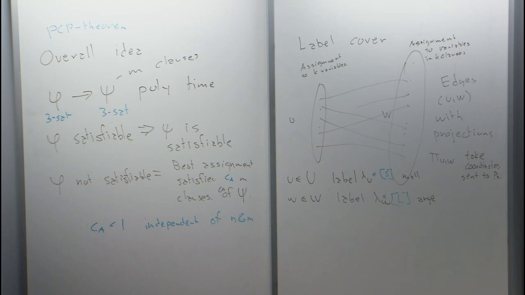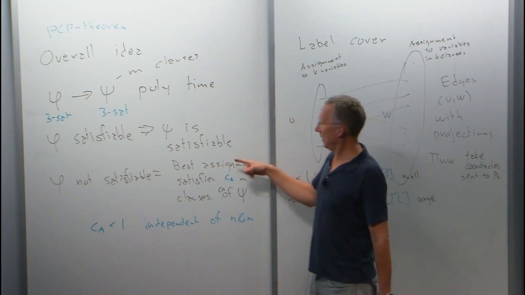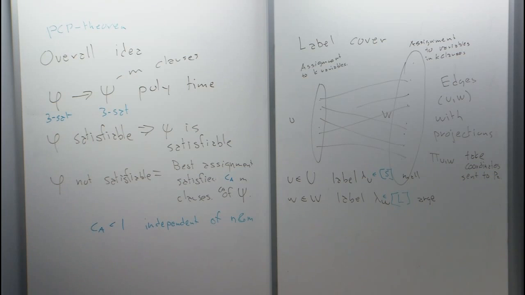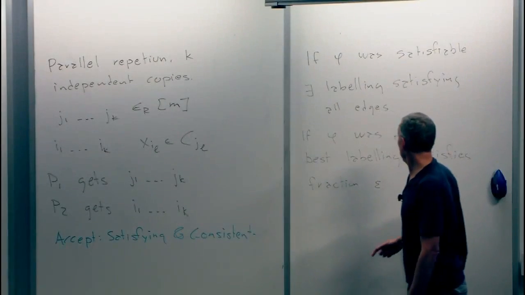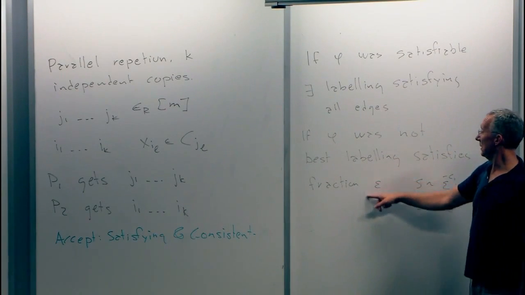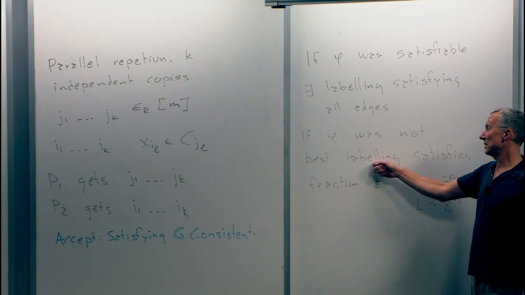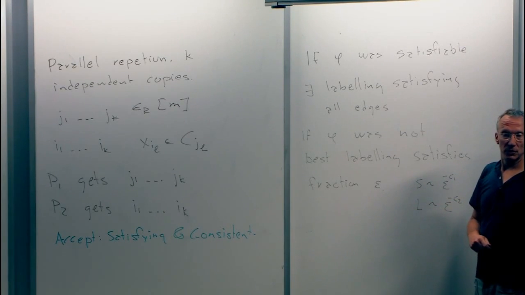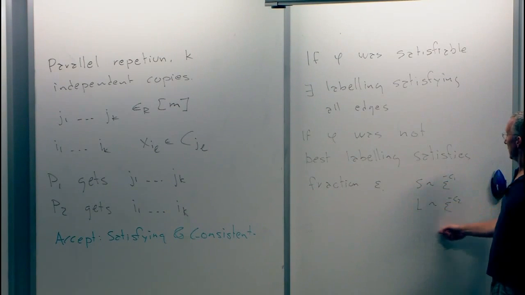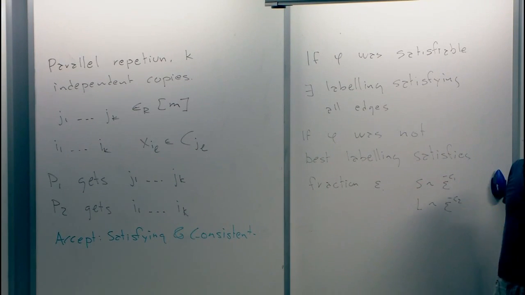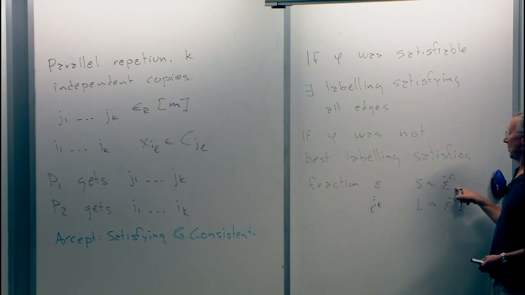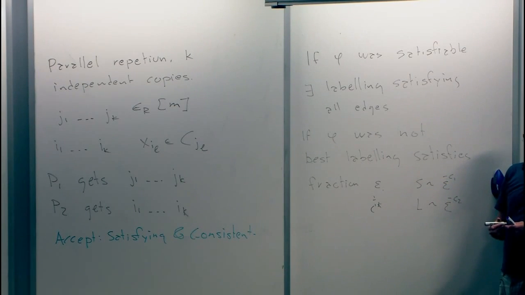On the other hand, if we started with something that was not satisfiable, then we had some soundness there for pi, and then in the parallel repetition, this went down exponentially in k. And if we just change parameters slightly, this means that the best labeling, which is a strategy for the two provers, will only satisfy a fraction epsilon of the edges, if we pick k large enough. And in fact, the sets of the labels will grow with epsilon, but only polynomially large, right? This was like c prime to the k, and these were other things to the k, so they're exponential in epsilon to start with.